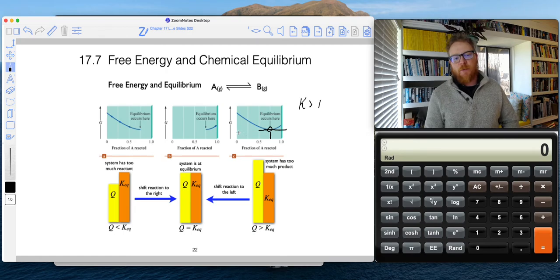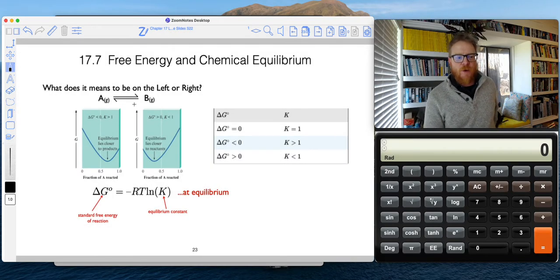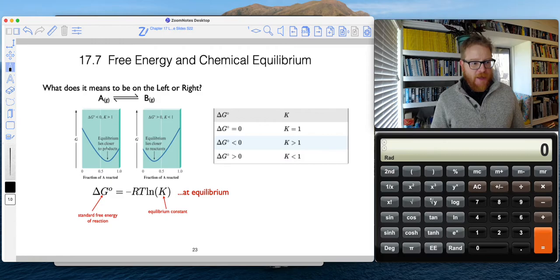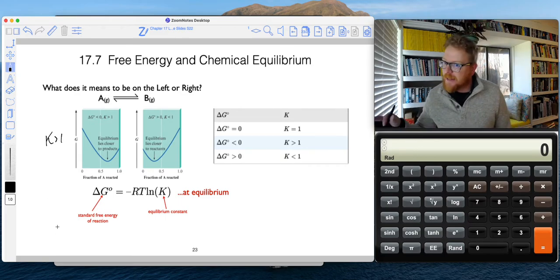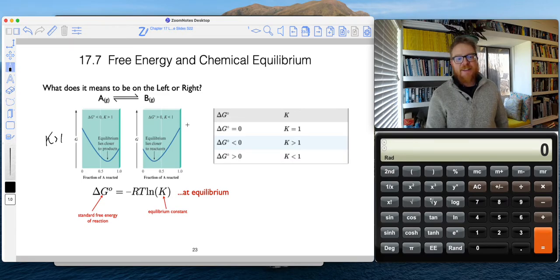Or if my equilibrium occurred somewhere right here, that would tell me K is less than 1, so reactants are preferred. And so that's what we can say. What does it mean to be on the left or the right? Well, in this scenario, equilibrium lies closer to products. So this would be a K greater than 1, which means we're on the right. This, on the other hand, would be a K less than 1 because the equilibrium position lies closer to reactants.